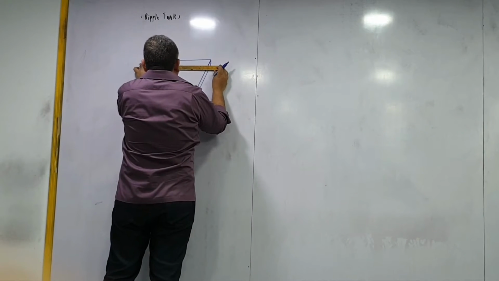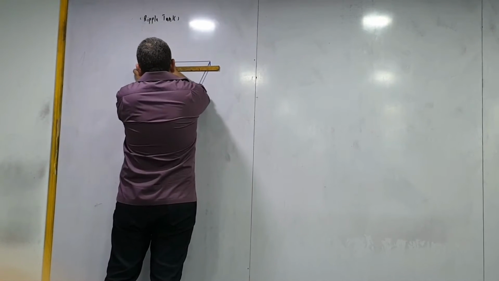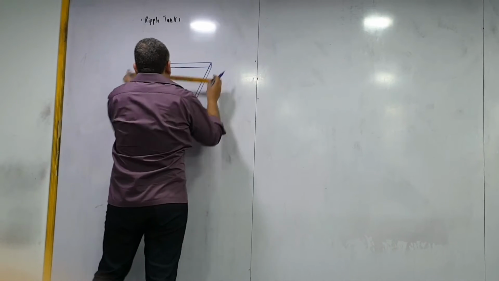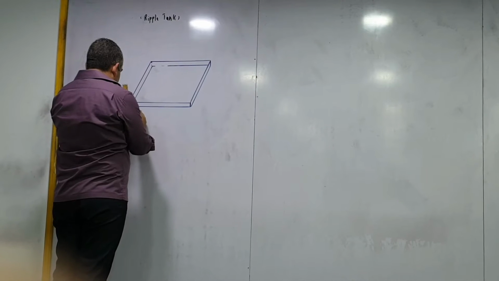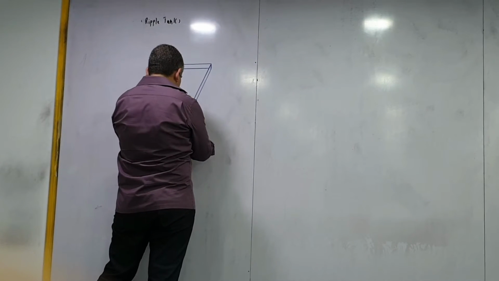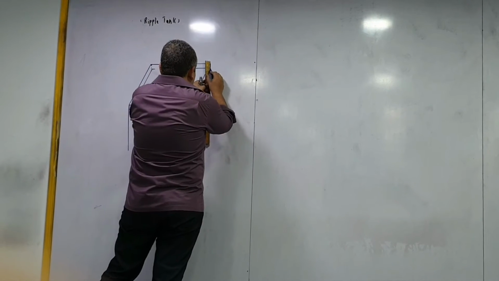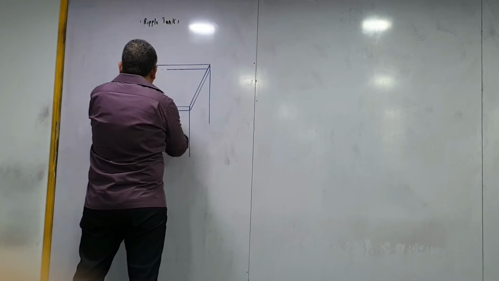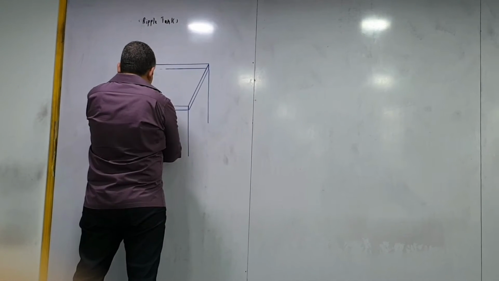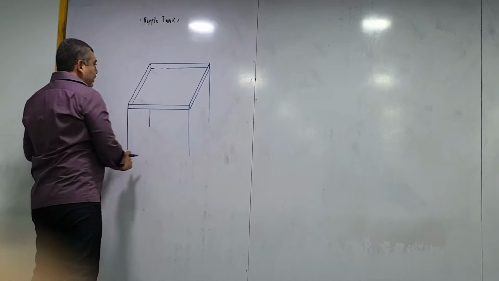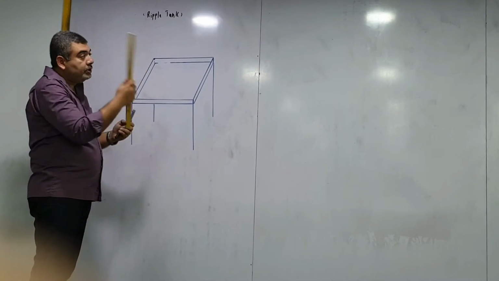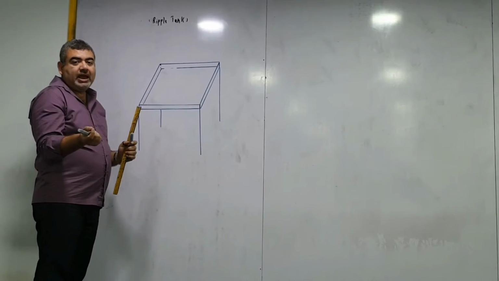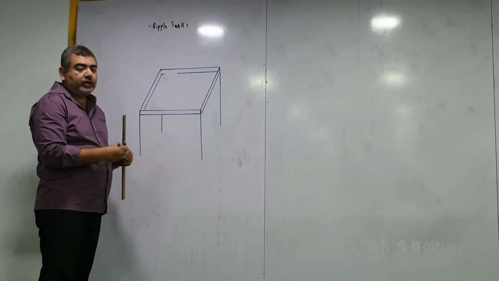You can draw it like this. So it's a bit deep, like this. It's mounted on 4 legs. Definitely, otherwise it will topple. Like this. It's a ripple tank. Ripple tank used to produce plane wave fronts, spherical wave fronts.